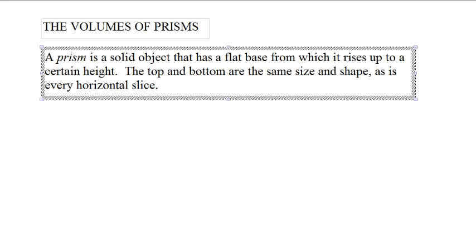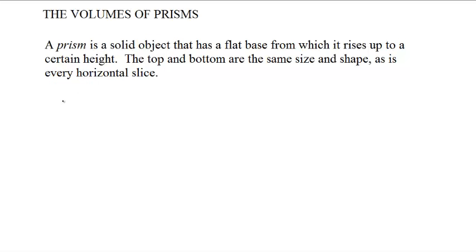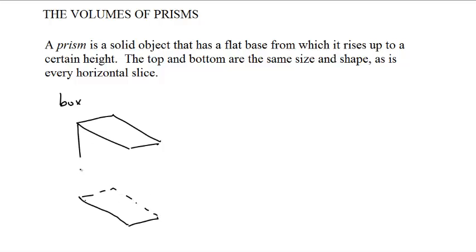The volumes of prisms. A prism is a solid object that has a flat base from which it rises up to a certain height. The top and the bottom are the same size and shape, as is every horizontal slice. For example, let's say a box. A box is something that has a rectangle for a top, the same shape rectangle for the bottom, and it rises straight up and down to a particular height.